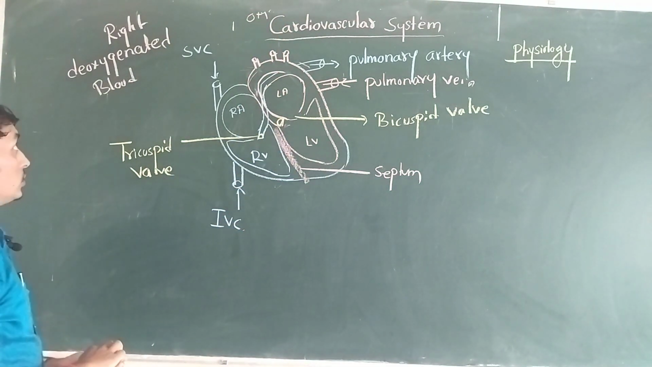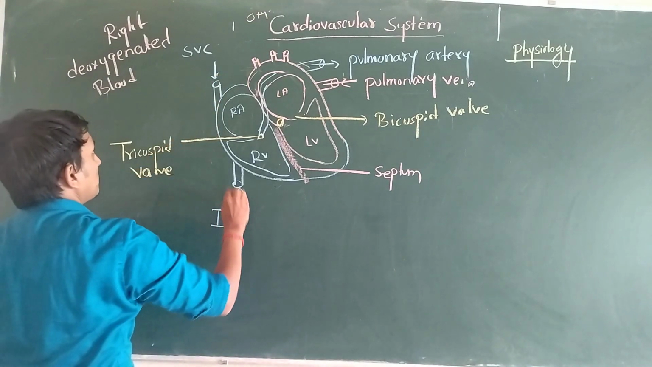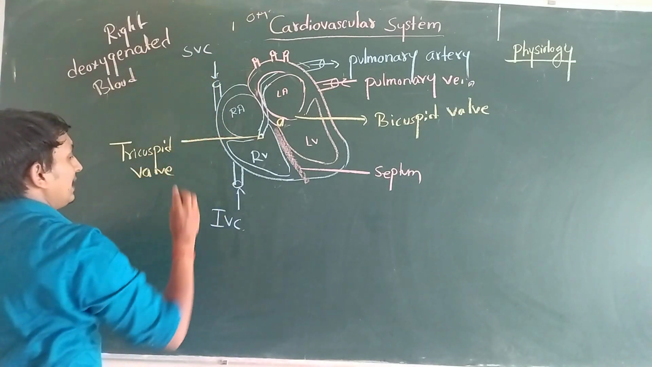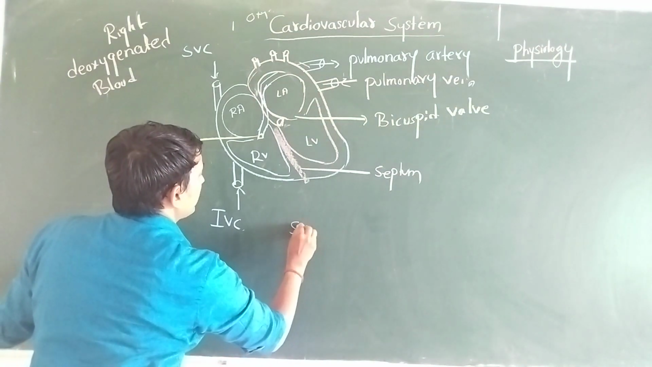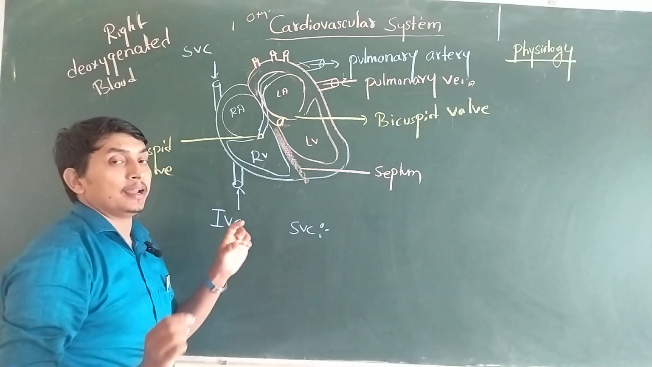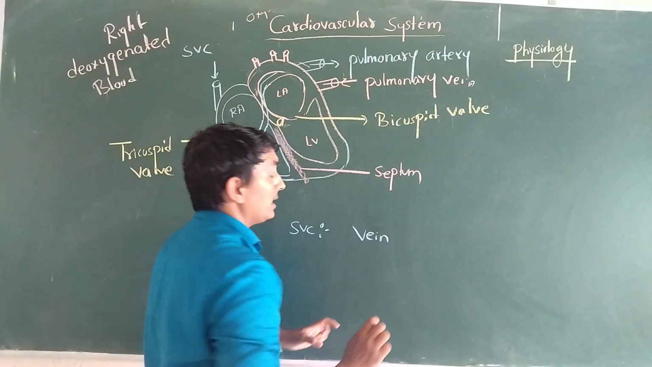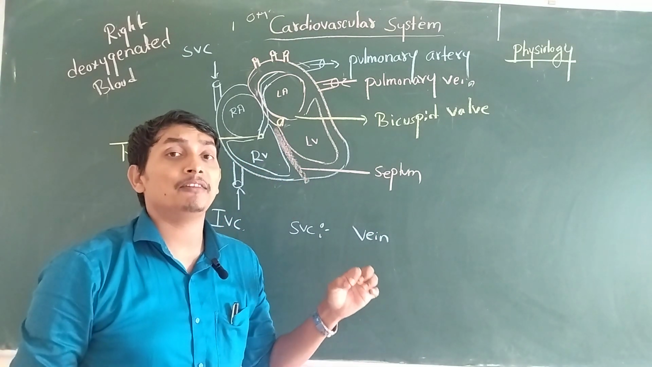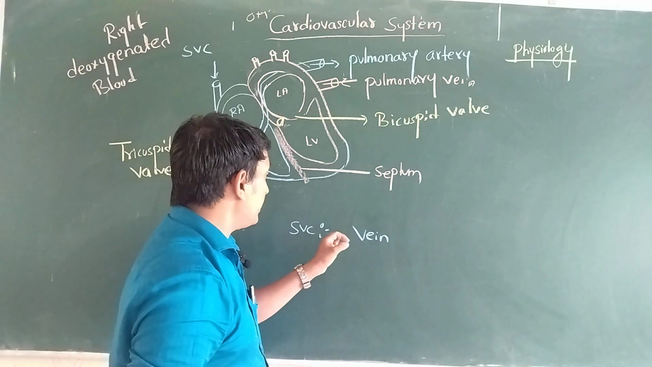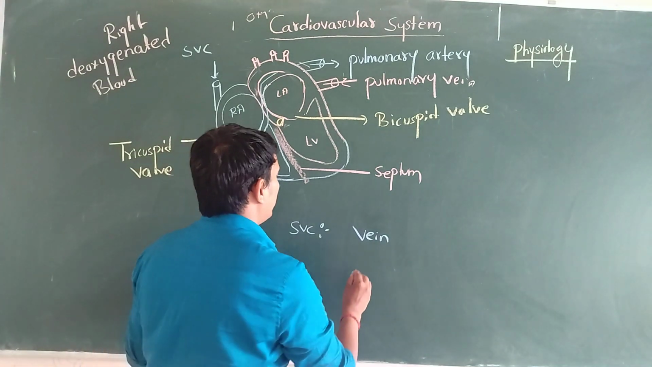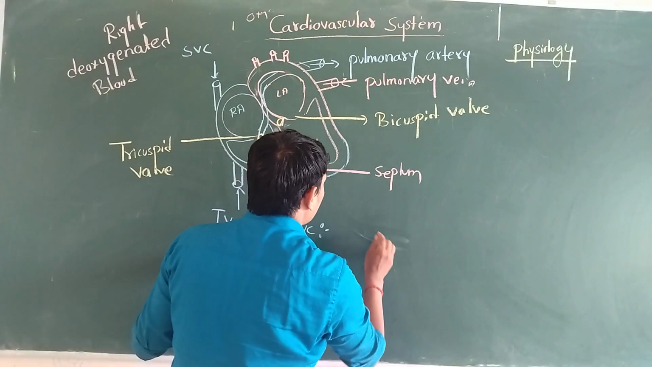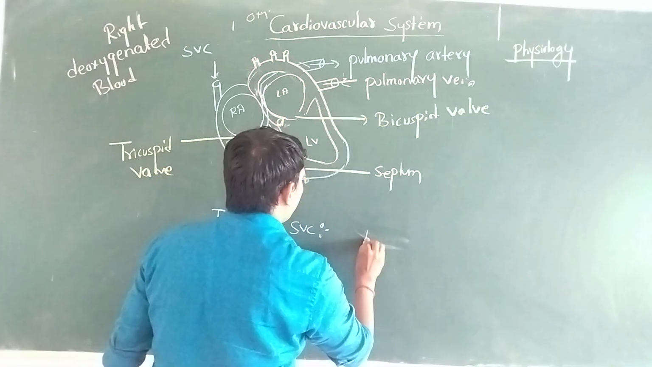Superior vena cava and inferior vena cava. What is called the vena cava? The vena cava is the largest vein of our body. Lots of veins combined together become a vena cava.